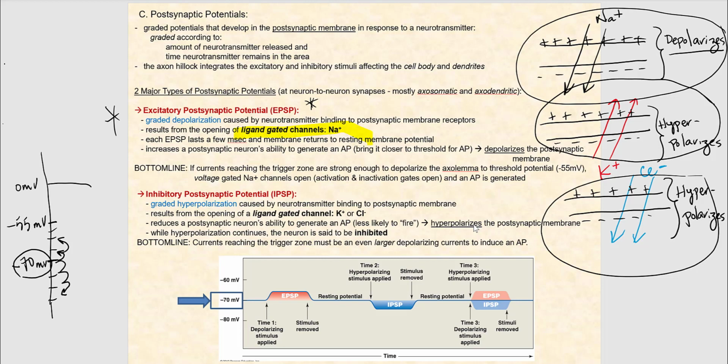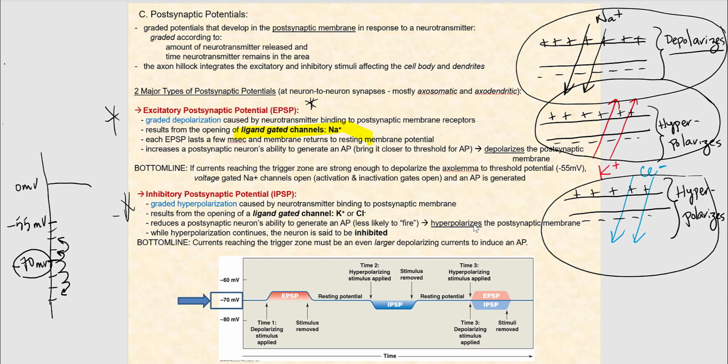So the likelihood of generating an action potential at the trigger zone of that postsynaptic neuron will probably not occur. You're further away from negative 55. That is referred to as an inhibitory postsynaptic potential, IPSP. It's graded hyperpolarization. If that occurs, the neuron is said to be inhibited. It's going to be less likely that it's going to generate an action potential at the trigger zone, because the further we are from that negative 55 at that trigger zone.